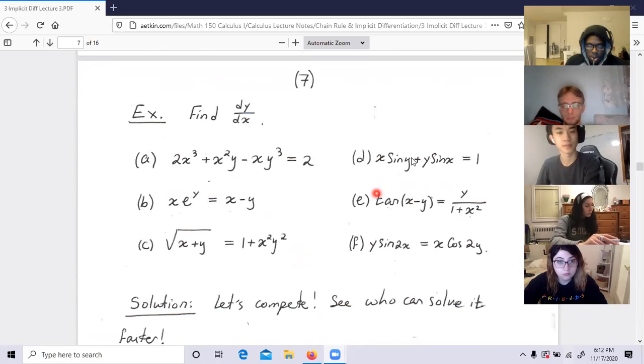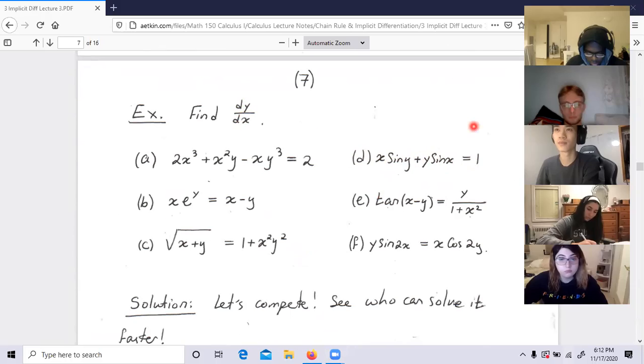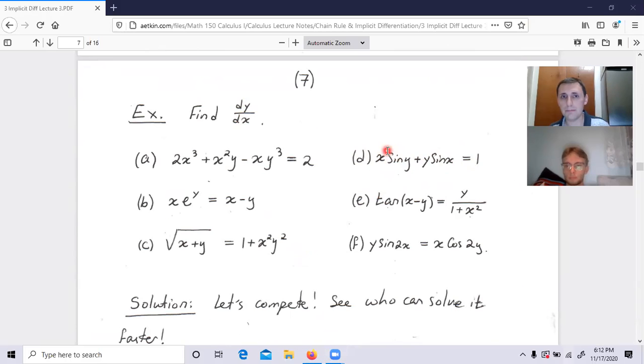And then we solved a bunch of those problems. Could you please solve problem number D? You see problem number D here? I want you to find the derivative dy/dx for problem D using implicit differentiation. And as you do that, let me depart for a few minutes. I'll be back. Solve problem D. Goodbye.